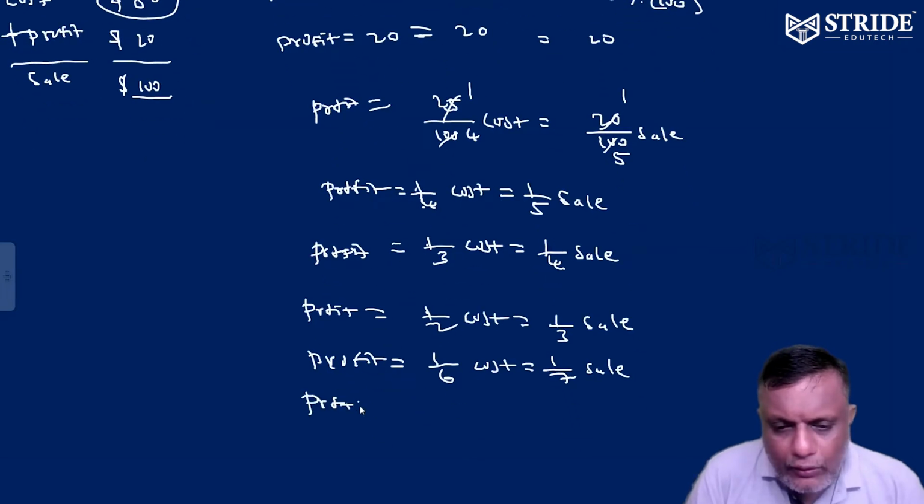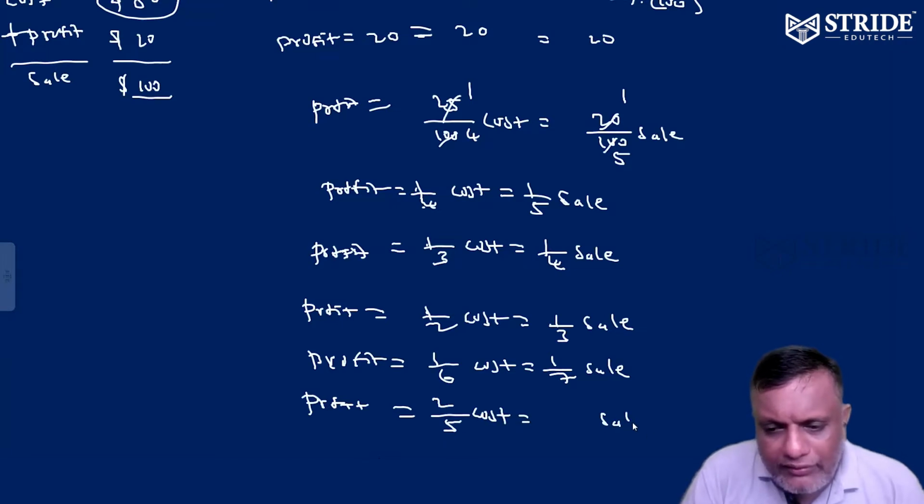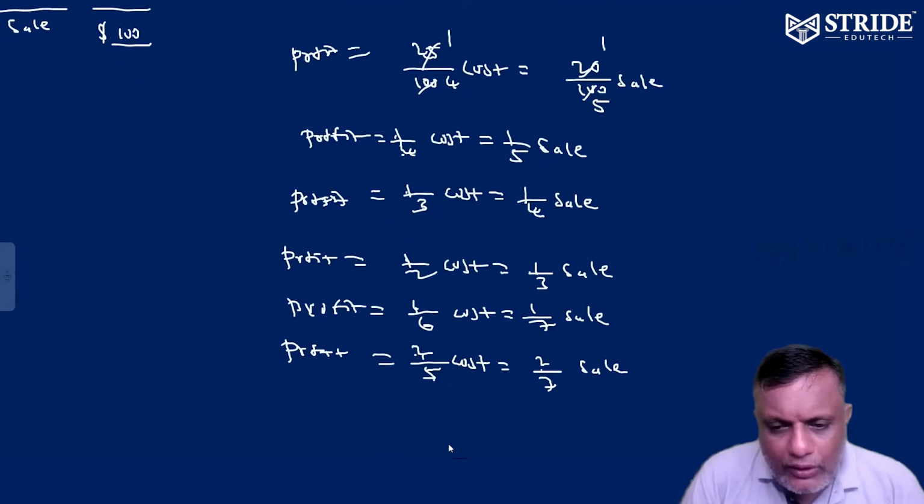Suppose profit is equal to 2/5 of cost. What proportionate number of sale? 2 plus 5, 7. So 2/5 of cost is equivalent to 2/7 of sale. That's a trick.